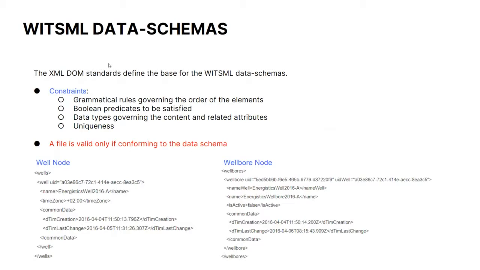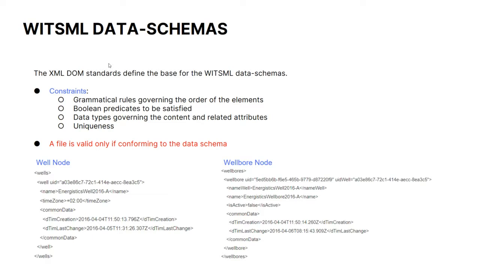So we have seen an overview of what XML is about. How does it reflect in our WITSML standard? It provides the base for that. It requires some constraints. Again, if we want a standard, we need to constrain our data. The data needs to follow the grammatical rules governing the order of the elements, and these grammatical rules are fixed and decided upon. So everything needs to fit these standards.